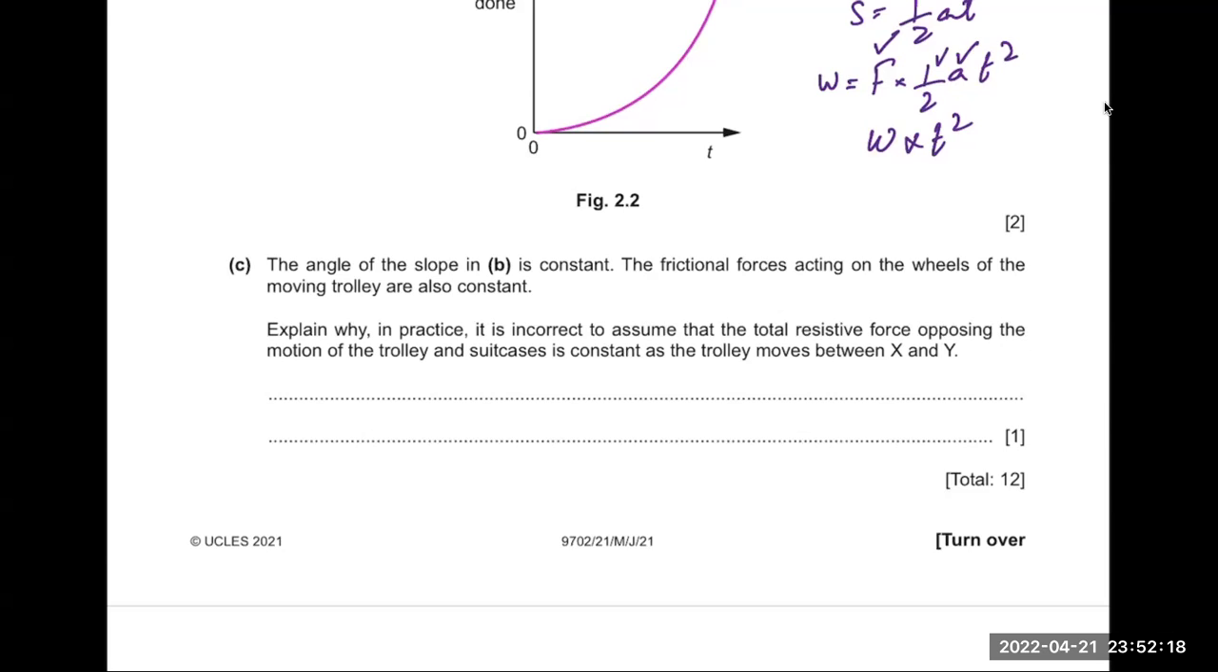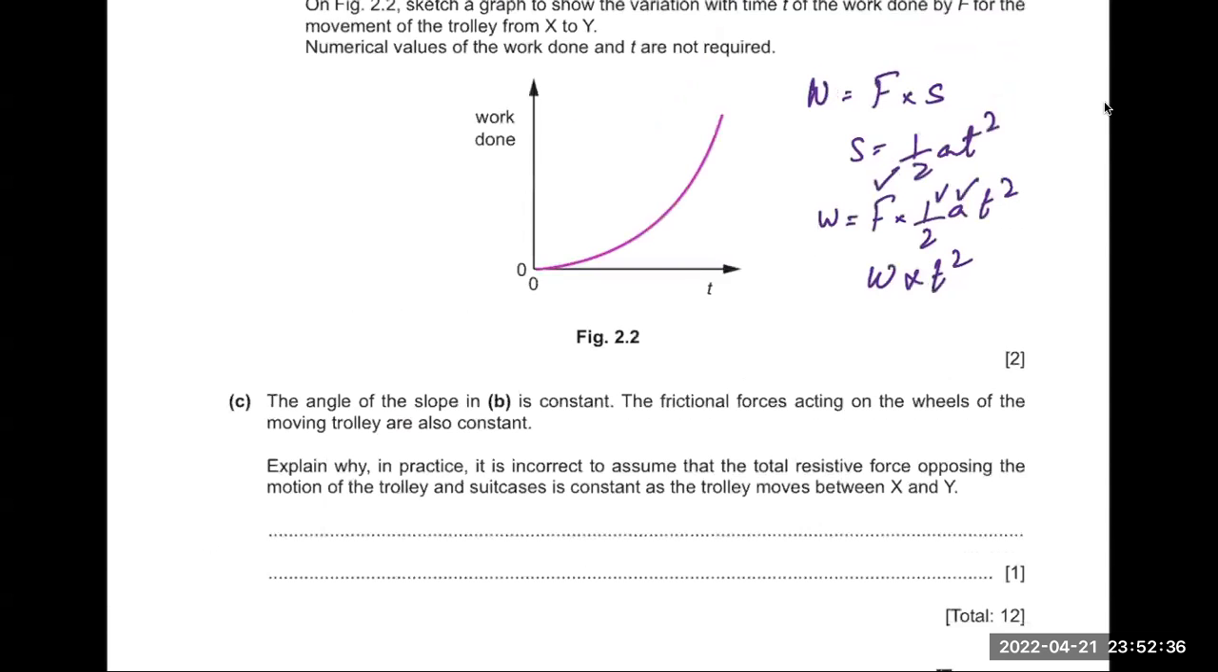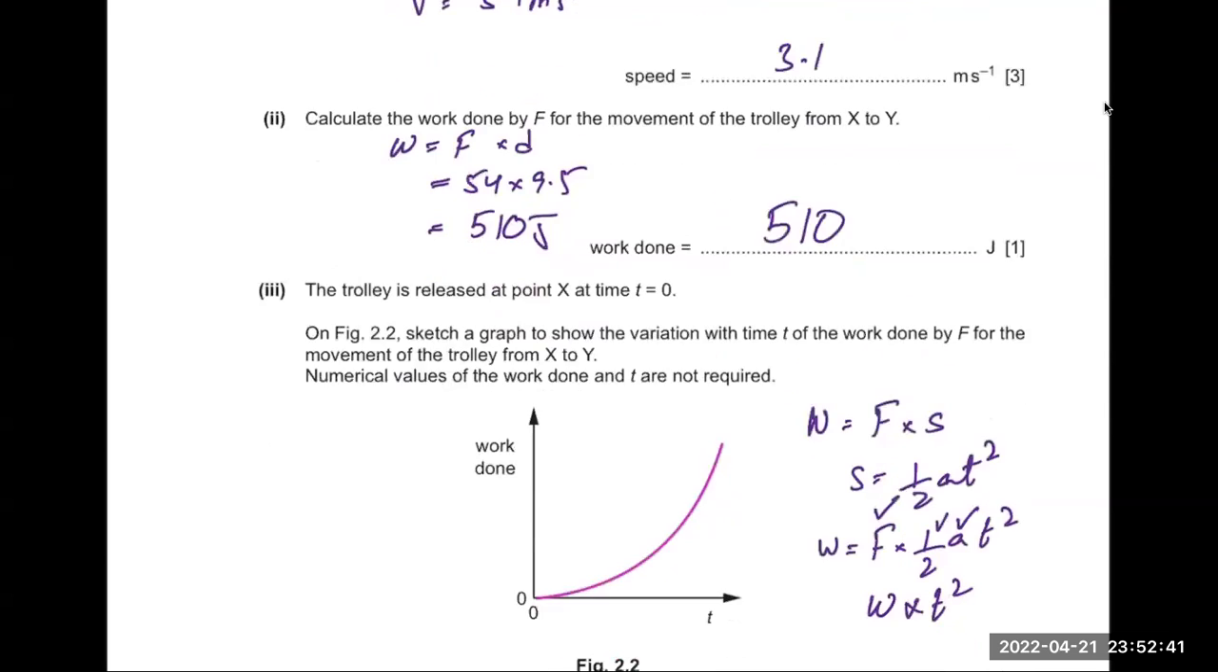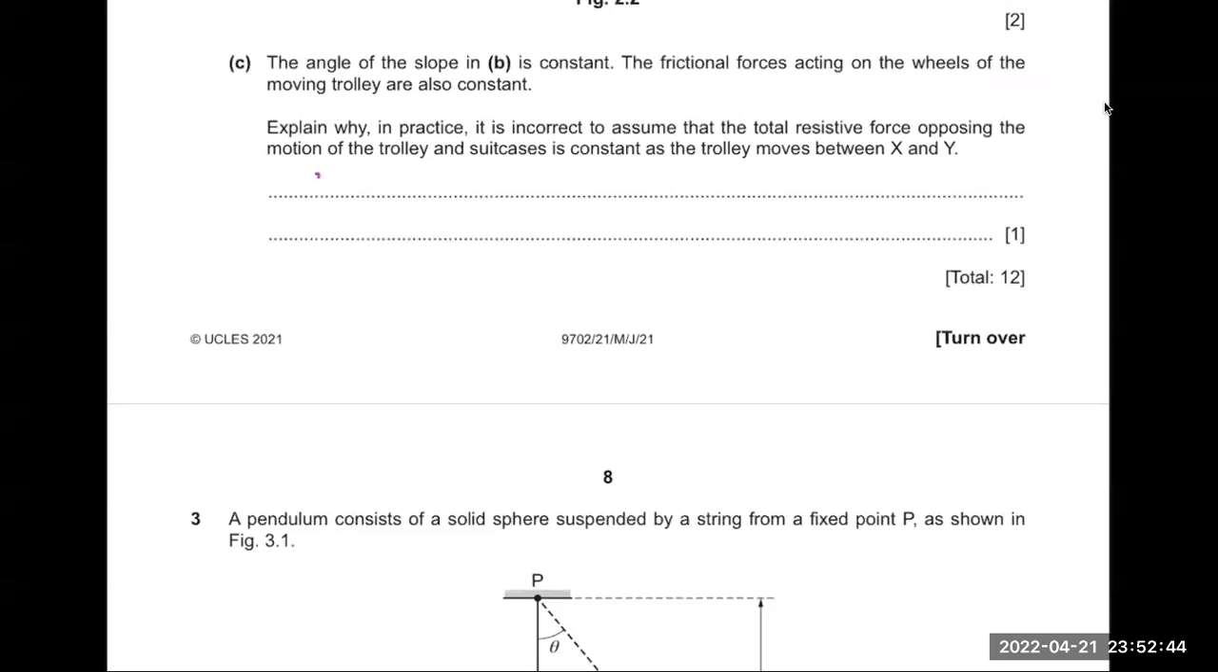There's also air resistance. Air resistance also opposes motion. And air resistance is not constant if the speed is not constant. If the speed increases, air resistance increases. If the speed decreases, air resistance decreases. And for this trolley, the speed changes. It starts from zero and it ends up at 3.1 meters per second. So the speed increases, which means that the air resistance increases with speed.